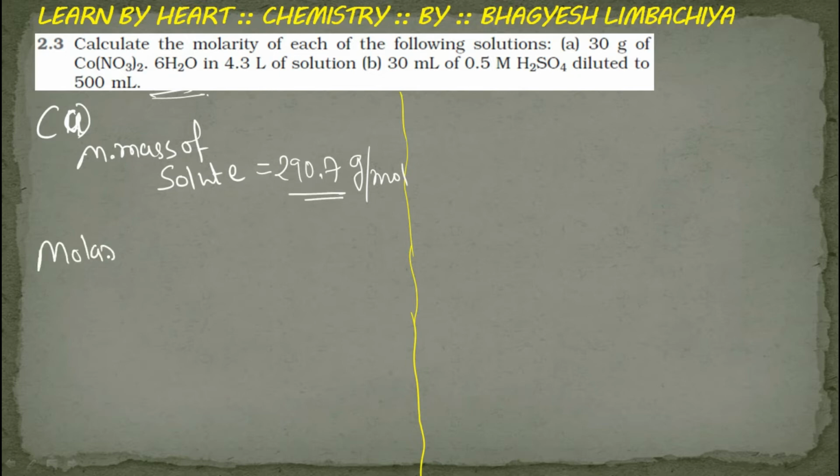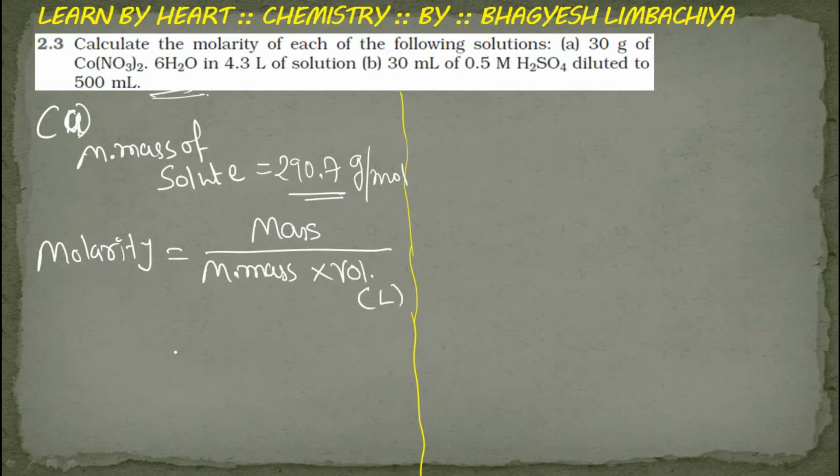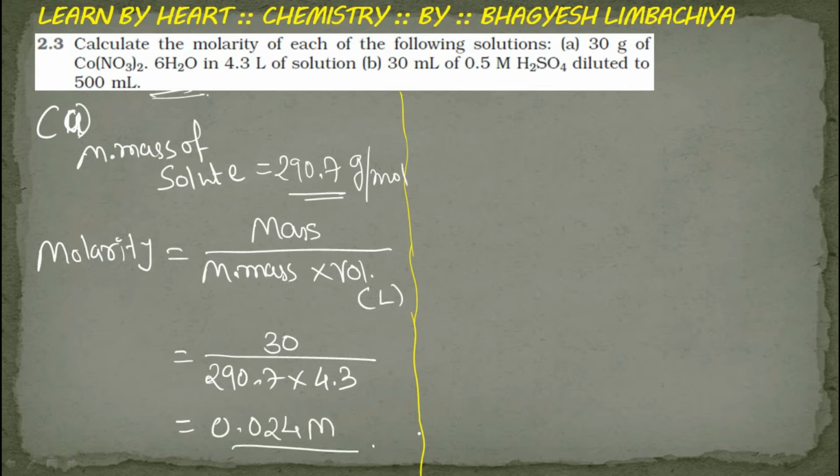So the formula of molarity will be mass upon molecular mass into volume in liter. So the mass is 30 divided by molecular mass 290.7 and volume is given to you, 4.3 liter, and the overall answer will be 0.024 molar.